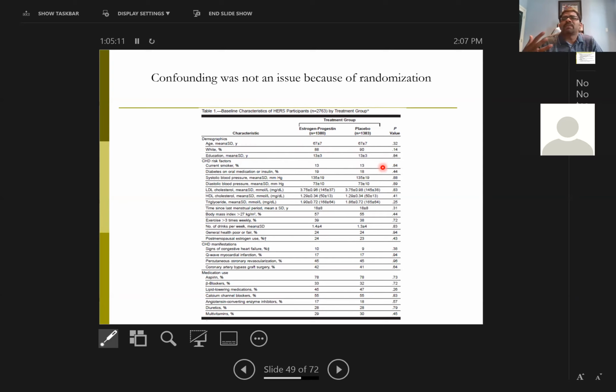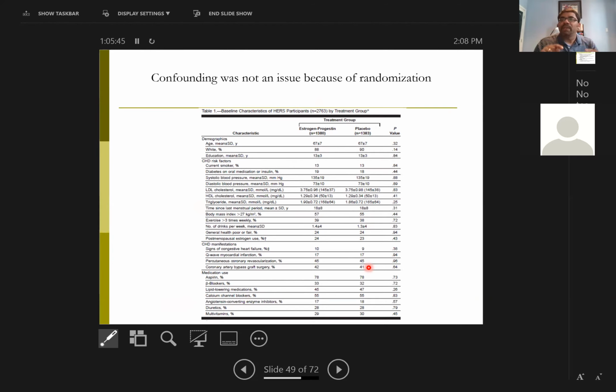That's the power of randomization. If you randomize large enough numbers of people, you will get spectacularly comparable groups. So none of these variables are confounders because you made sure that the two arms of the trial, the hormone and the placebo, have very, very similar distribution of the confounders. Smoking, I don't care. Diabetes, I don't care. Body mass index, I don't care. Do they exercise more? I don't care, because no matter how I look at it, they are similar in the two arms of the trial.